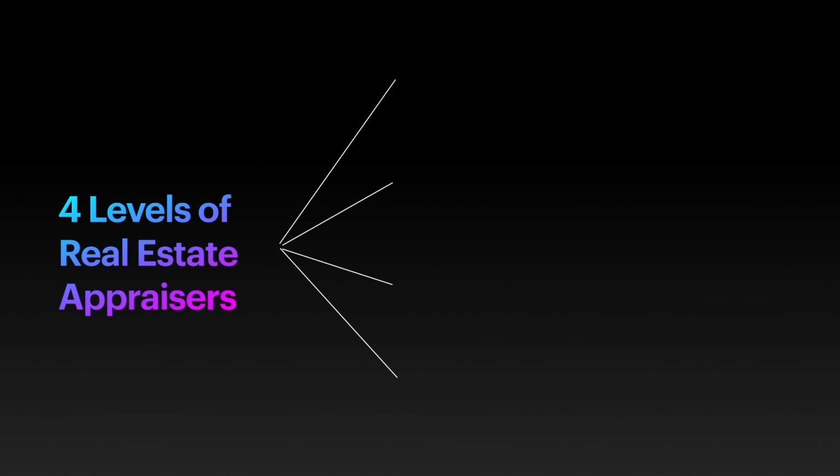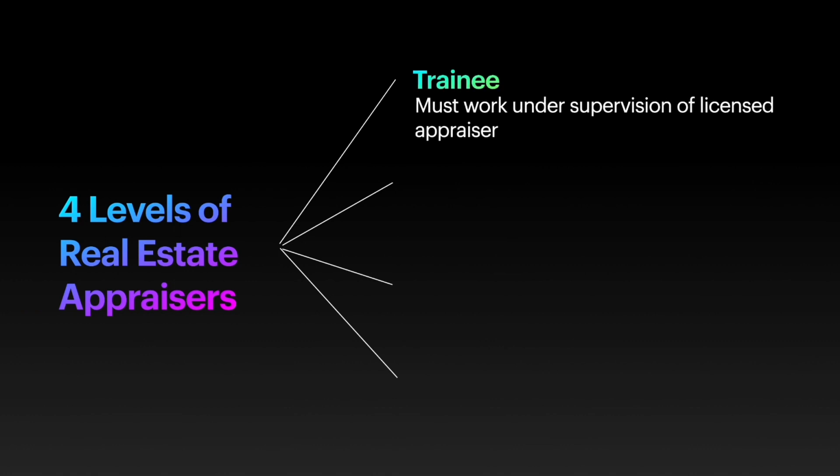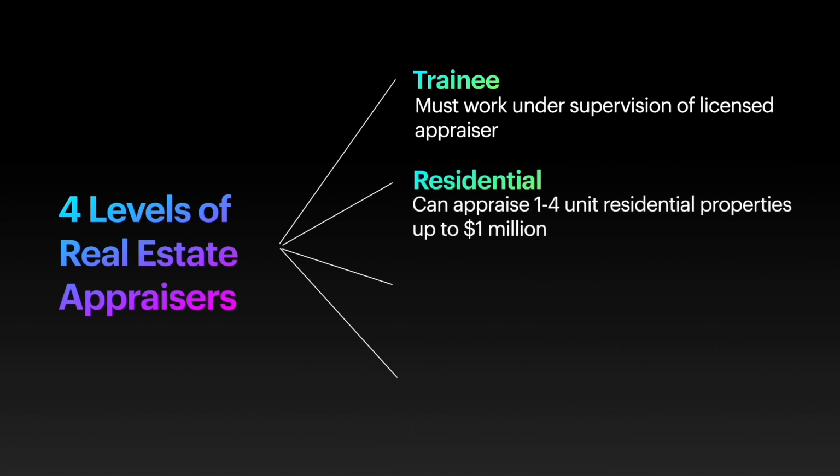So now we'll go through the 4 levels of real estate appraisers. The first is the trainee. A trainee must work under the supervision of a licensed appraiser. A residential appraiser can appraise 1 to 4 unit residential properties up to $1 million. So a residential appraiser, like most things when we talk about residential, we're talking about 1 to 4 unit properties, and the magic number here is $1 million.